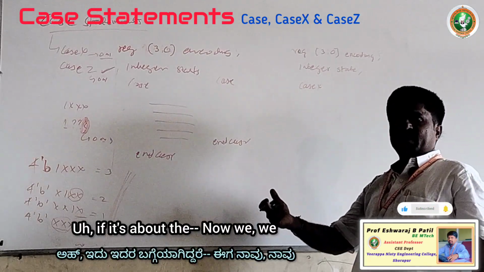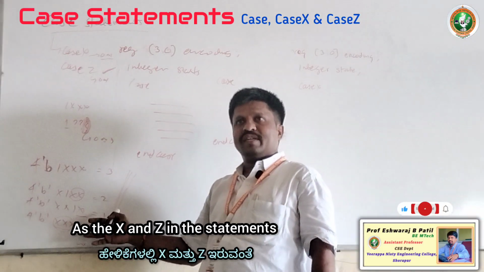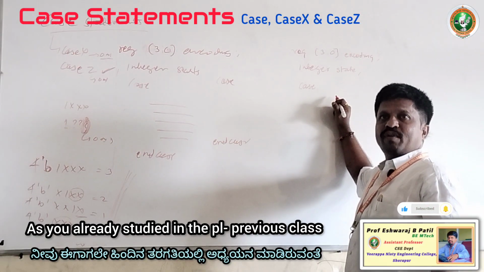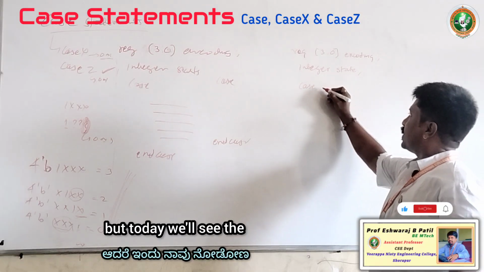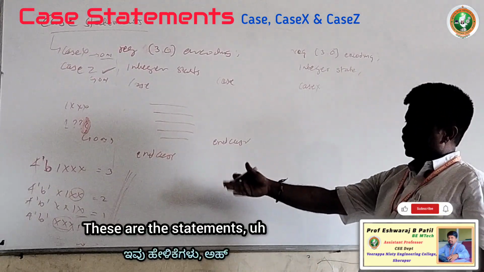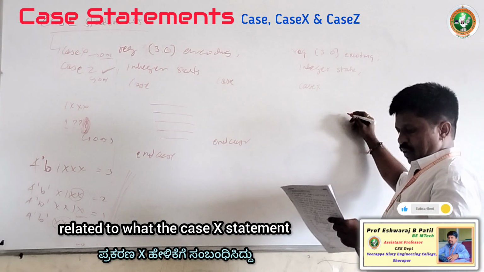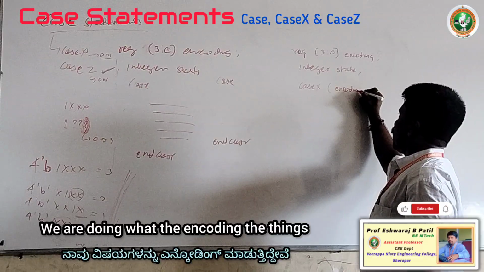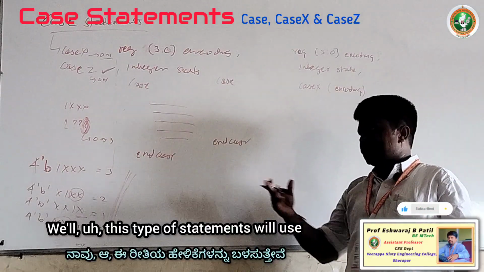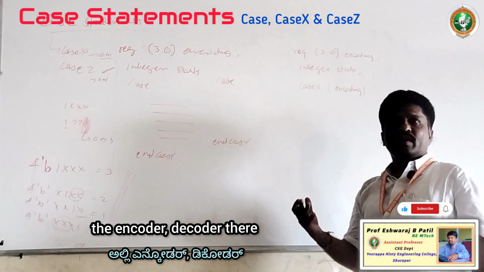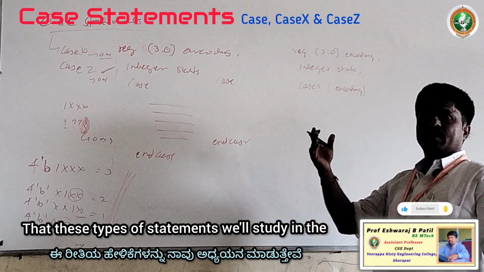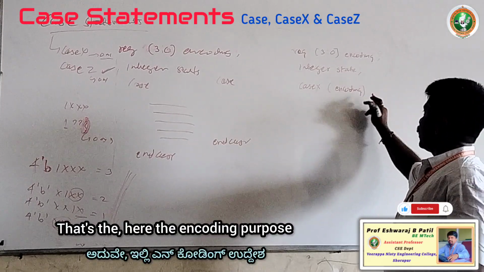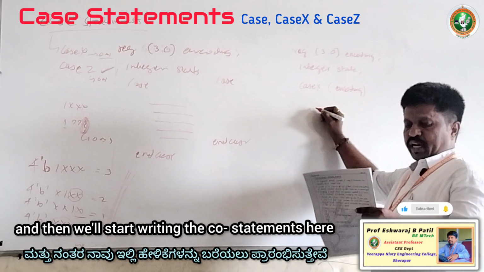If we don't have any X and Z values in the statements, we can write only case, as you already studied in the previous class. But today we will see how to write the casex statement. These are the statements related to the casex statement, and this casex statement is for the encoding. We are doing the encoding. These types of statements will be used in the encoder and decoder, and we will study them when writing the program for the encoder. That's the encoding purpose, and we will start writing the statements here.